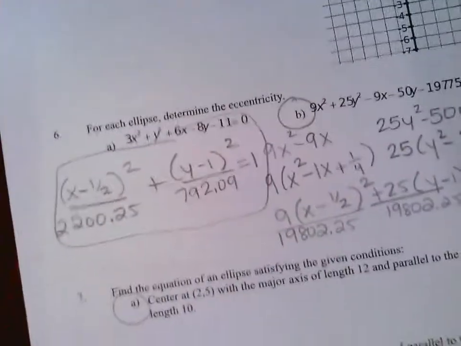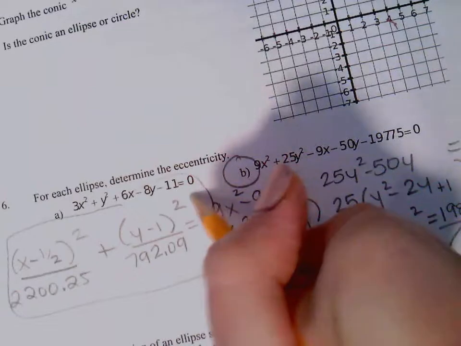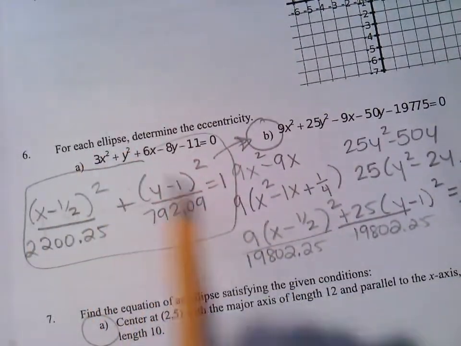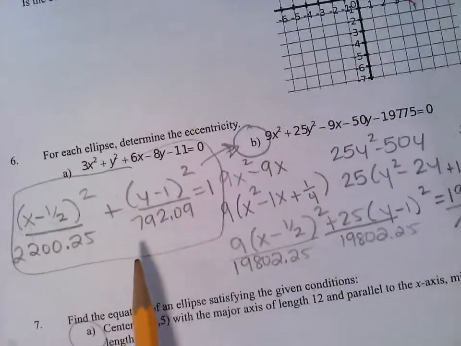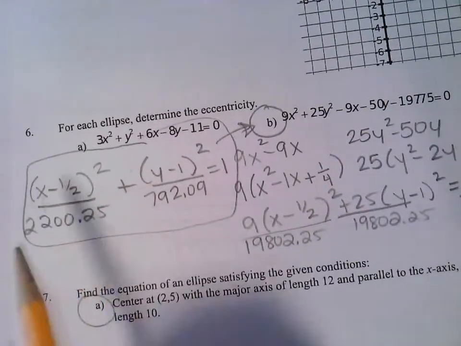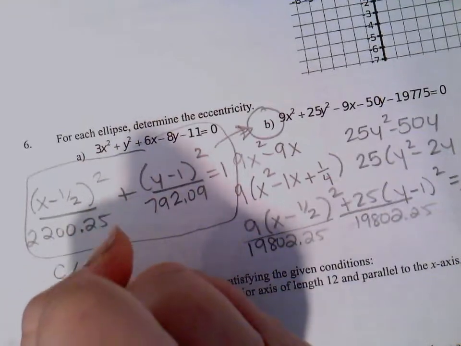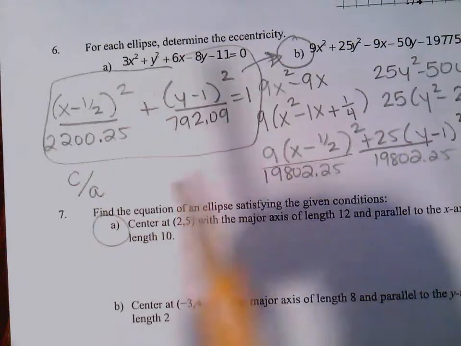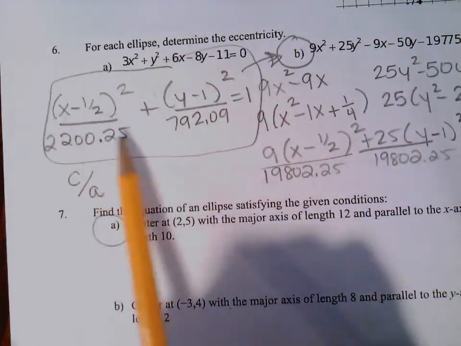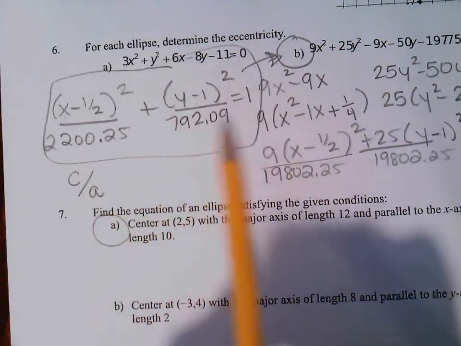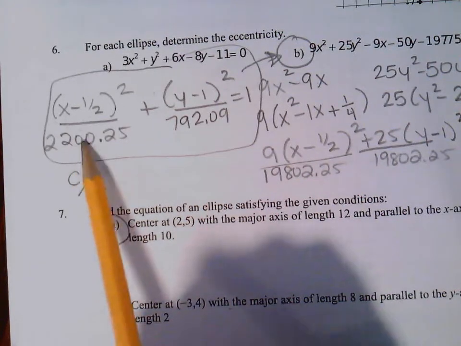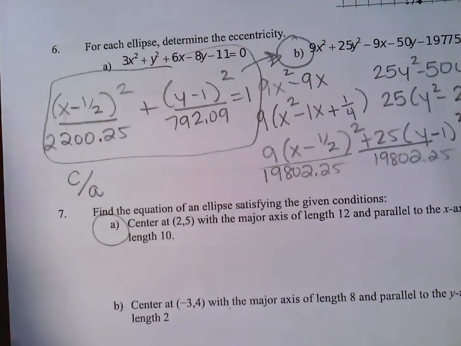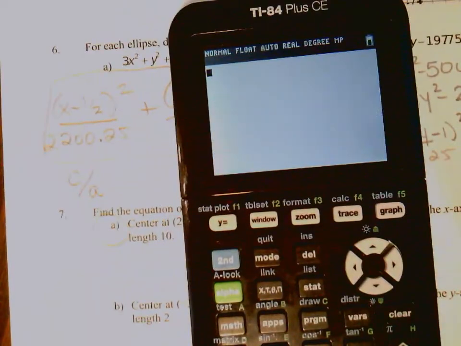Oh, they wanted me to determine the eccentricity, and this is part B. So you still have to go back and do part A. I didn't have to write this final equation. Well, I kind of did. So the eccentricity is C divided by A. So my C value, this is A squared, this is B squared. So I'm going to take A squared, subtract B squared, and then take the square root, because that would give me C.